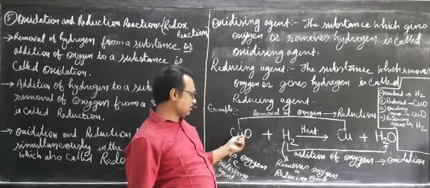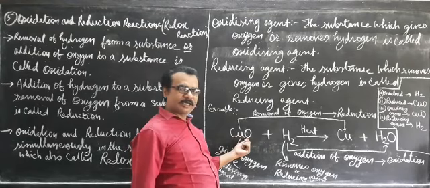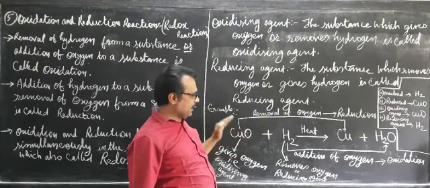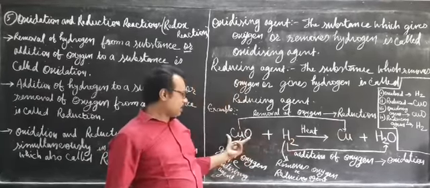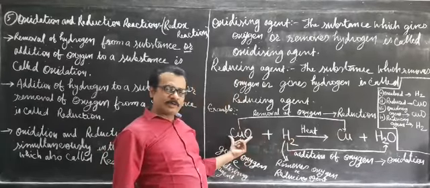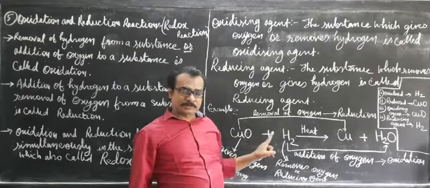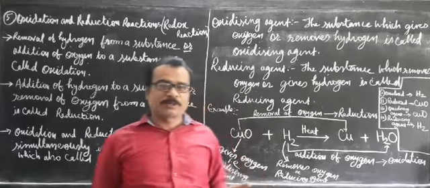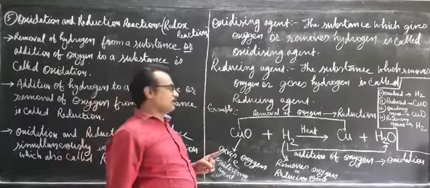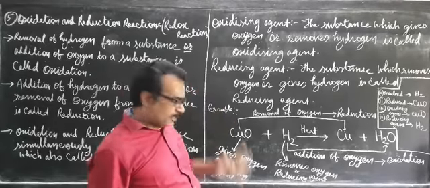There is a removal of oxygen from copper oxide, so the reduction process has taken place with the copper oxide. That's why copper oxide is reduced to copper. Which substance got reduced? Copper oxide, in this reaction, because copper oxide loses oxygen.